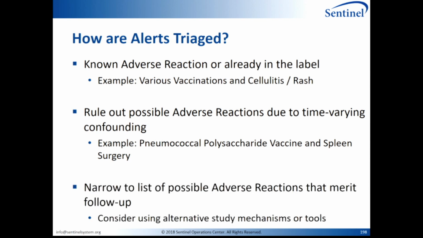And then once we've done that, we narrow down to a list of possible adverse reactions that might merit further follow-up, which is when we consider addressing them in alternative study mechanisms or tools. And at this point, now you've narrowed down to a particular exposure outcome pair. So now you can bring into play all the information you know that might be outcome specific. Then your confounding control can be outcome specific.